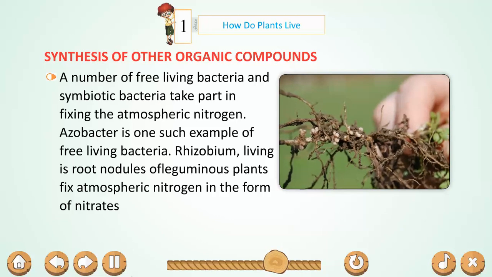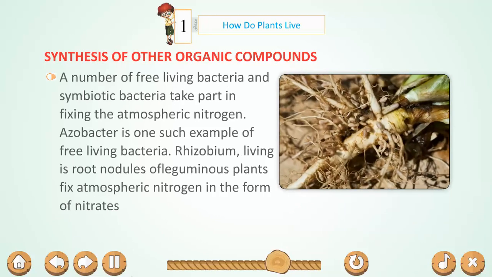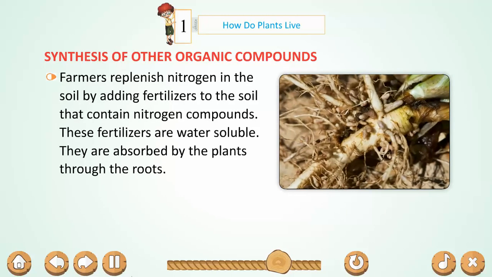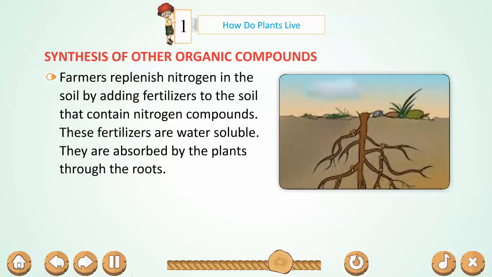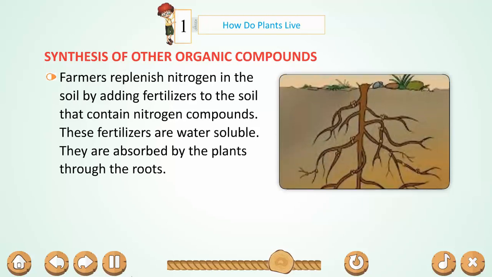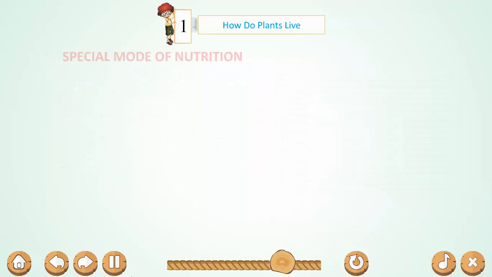Rhizobium, living in the root nodules of leguminous plants, fixes atmospheric nitrogen in the form of nitrates. Farmers replenish nitrogen in the soil by adding fertilizers that contain nitrogen compounds. These fertilizers are water soluble. They are absorbed by plants through roots.